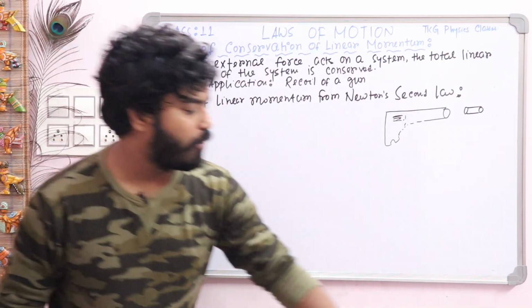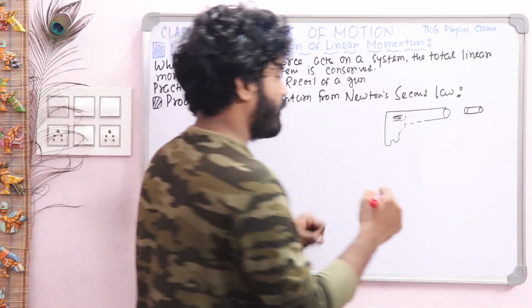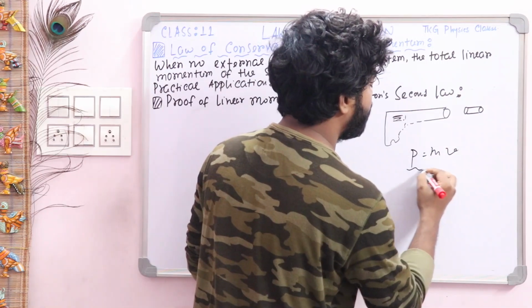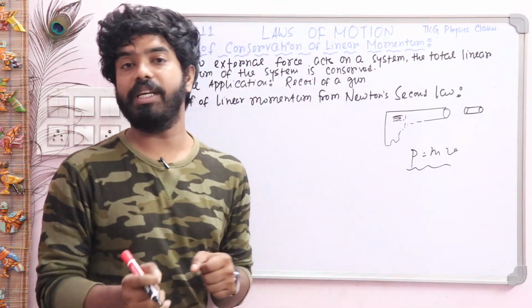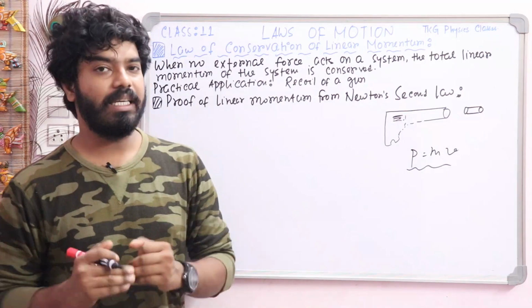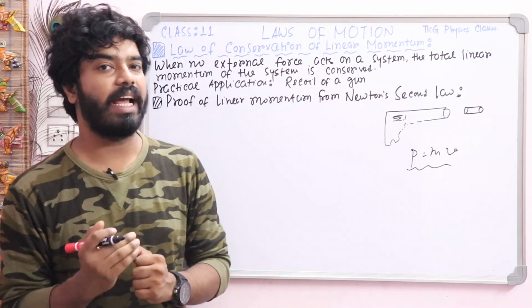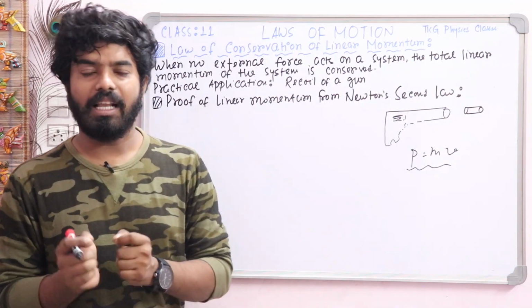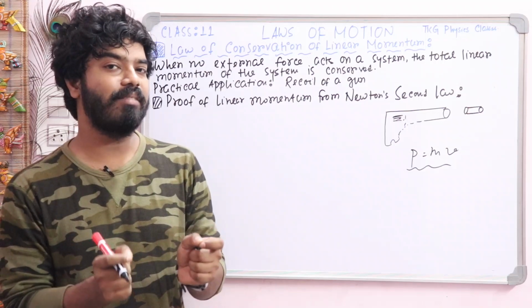You see, the formula of linear momentum: for a body of mass m moving with velocity v, linear momentum p equals m into v. Now the conservation law of linear momentum states that if no external force acts on a body, the linear momentum of the body remains constant.